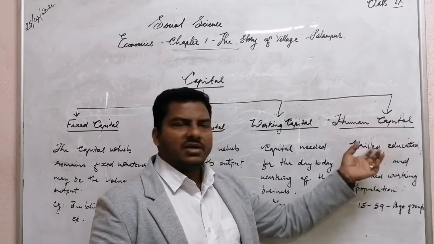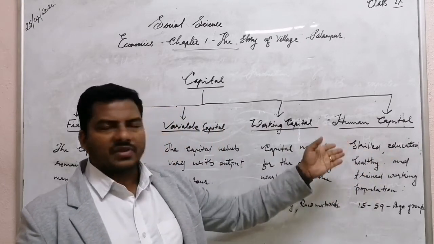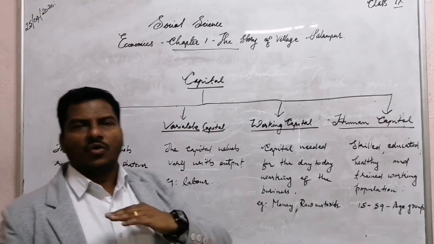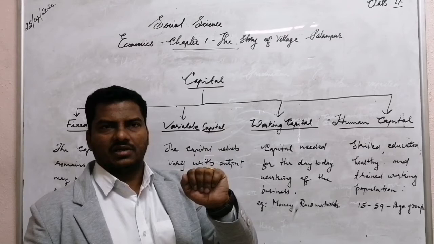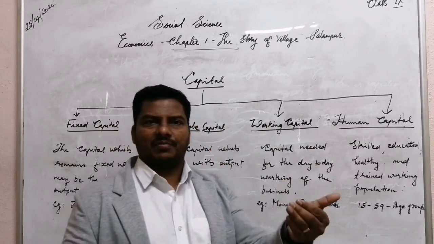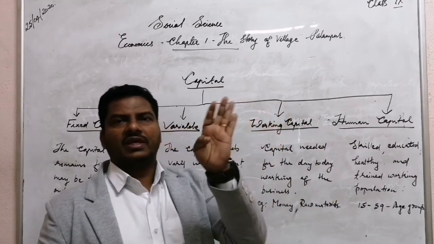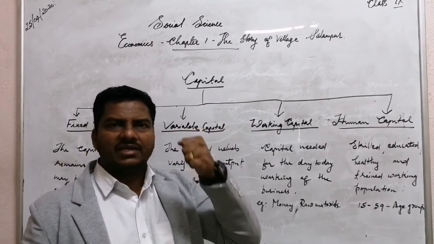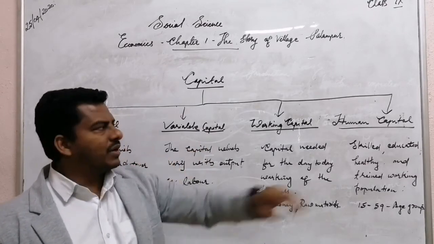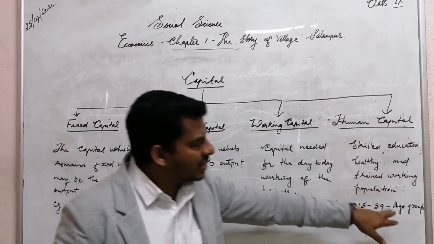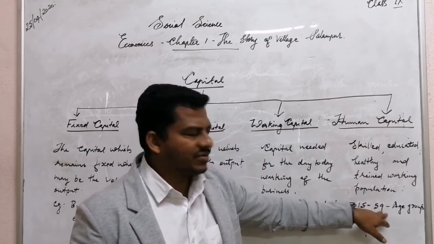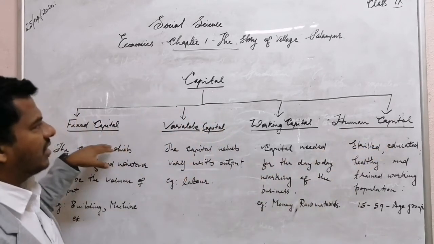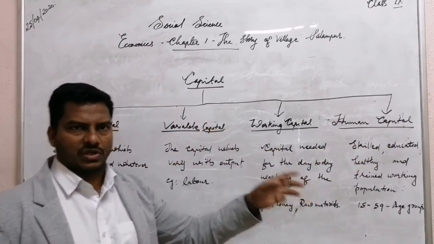Human capital means the skilled, educated, healthy and trained working population. All population is not human capital. Population will become human capital when they get training, education and health, and become a properly skilled, trained working population. That population is known as human capital. This will come under the category of the 15 to 59 age group. These are the various types of capital.